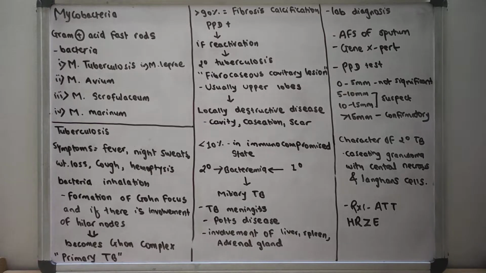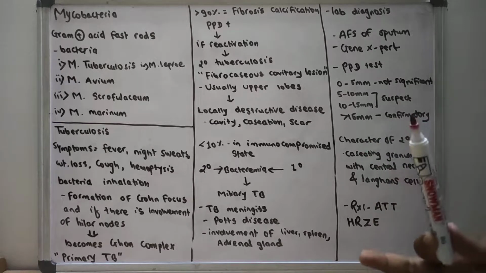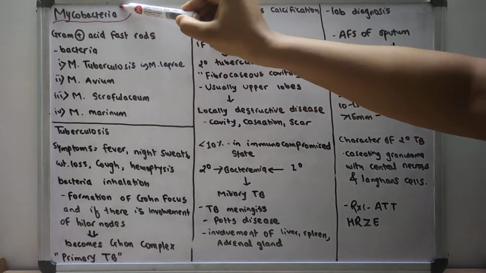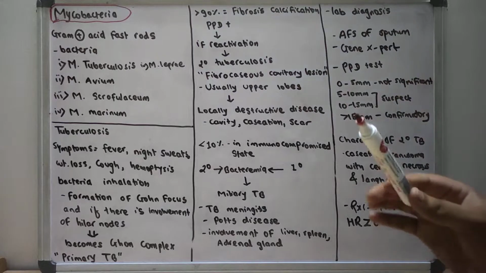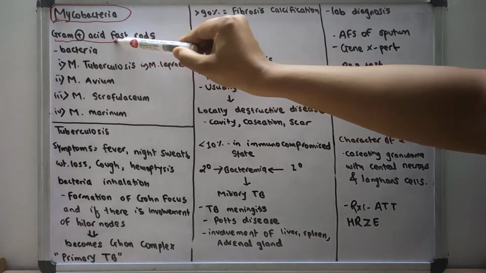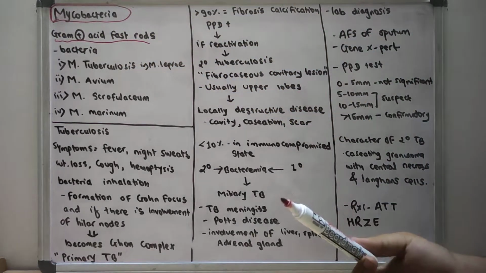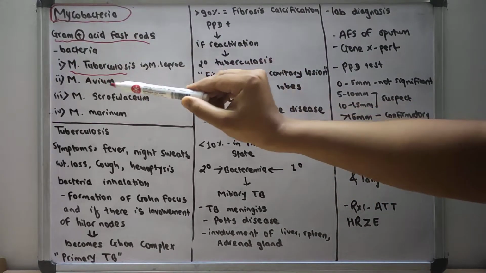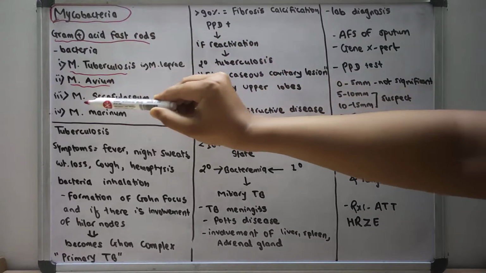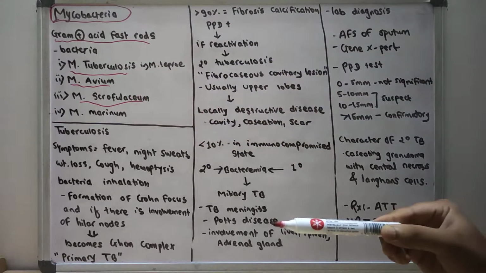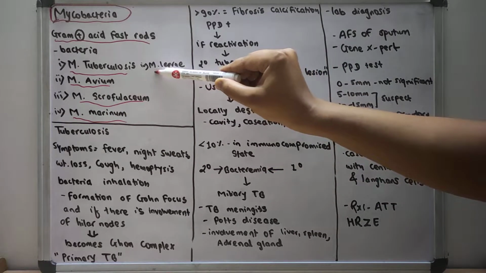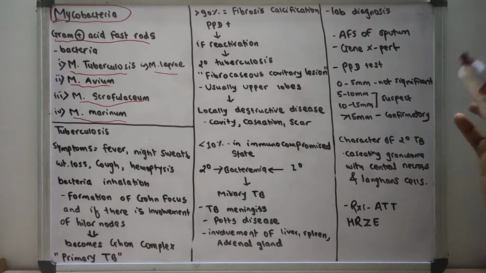Hello everyone. So today we are going to talk about one of the important topics in microbiology, that is the mycobacteria. The mycobacteria are gram-positive acid-fast rods. There are various types of mycobacteria. Those are Mycobacterium tuberculosis, Mycobacterium avium, Mycobacterium saccharophilacum, Mycobacterium marinum, and Mycobacterium leprae.